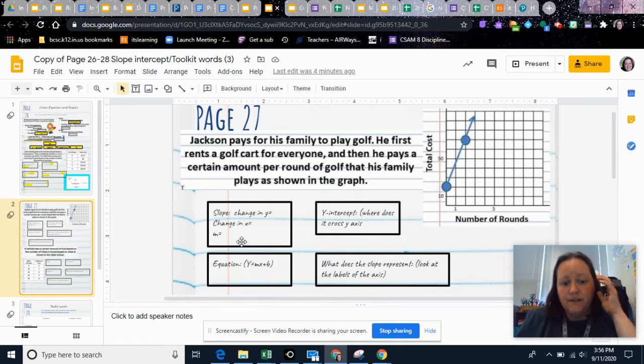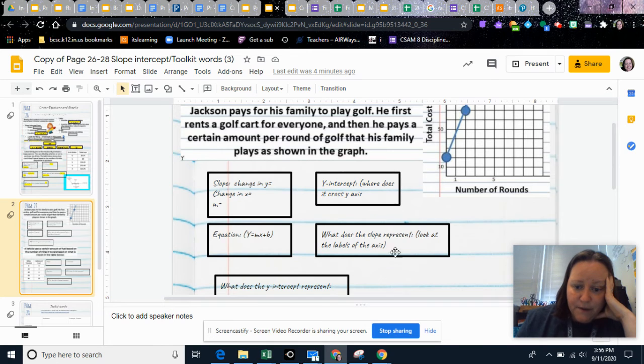Okay, so remember to find your slope, it's the change in y. So think about how much the y's change over the change of x. How much did the x's change? And then you write that as a fraction, and that becomes your m, or your slope. The y-intercept, where does it cross the y-axis? So where does it cross this axis right here? That's your answer for the y-intercept. So then you put it in the equation, y equals slope times x plus b, which is your y-intercept.